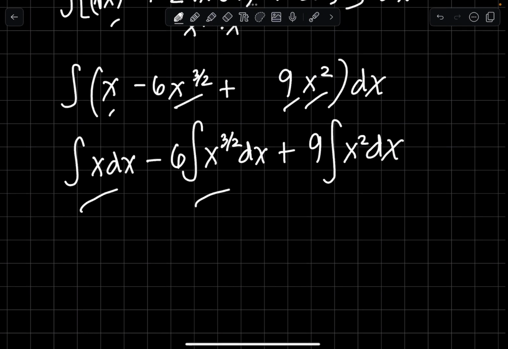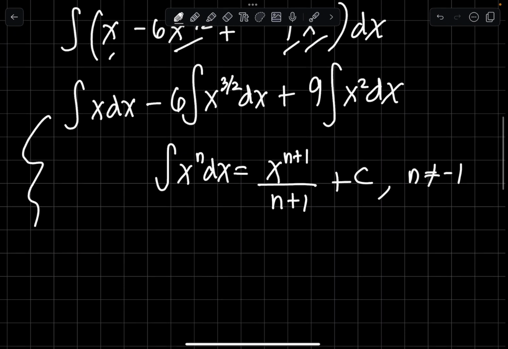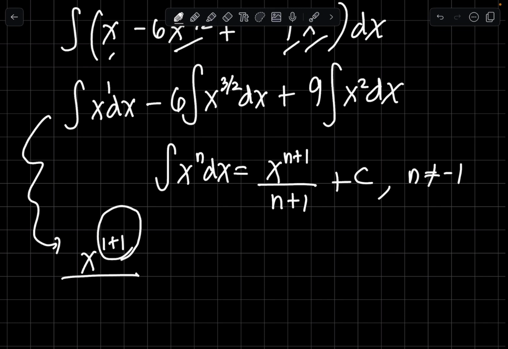So let's evaluate each integral using the power formula. That is, the integral of x raised to n dx is equal to x raised to n plus 1 over n plus 1 plus c, provided that n is not equal to negative 1. For the first integral, we have the integral of x raised to the invisible exponent of 1. Applying this formula, we copy the base x, then add 1 to the exponent. So we have x raised to 1 plus 1 over the same exponent, 1 plus 1, minus 6 times the integral of x raised to 3/2.